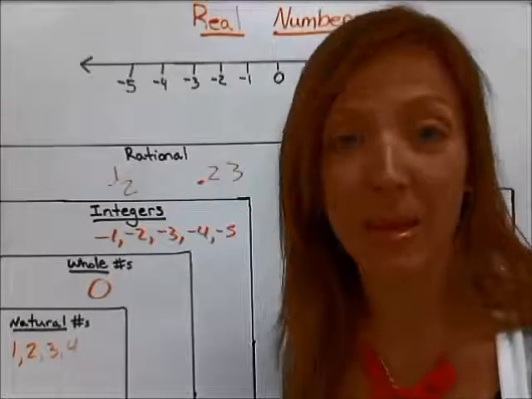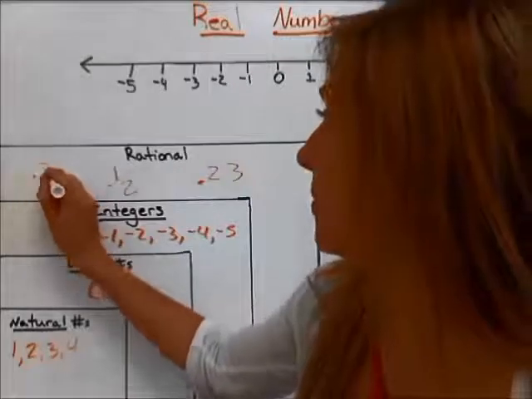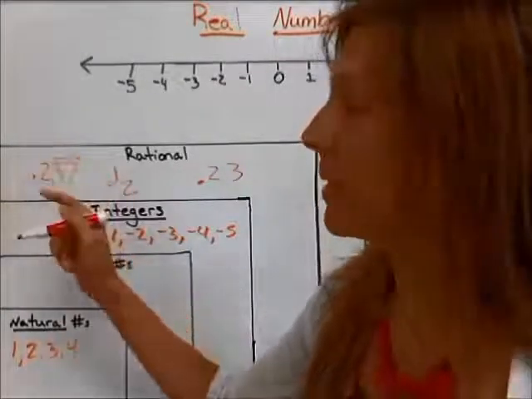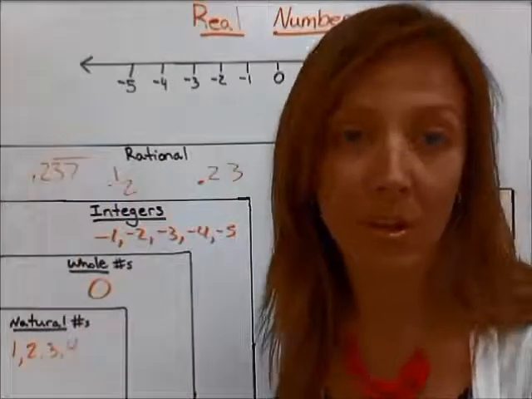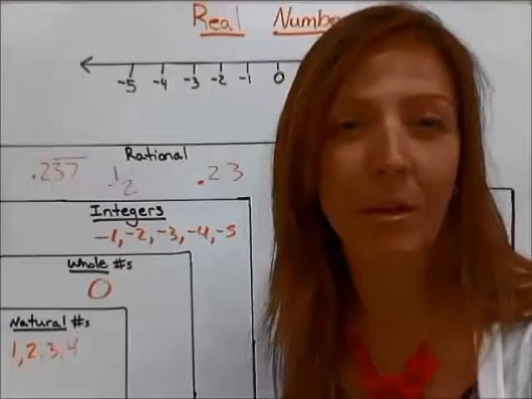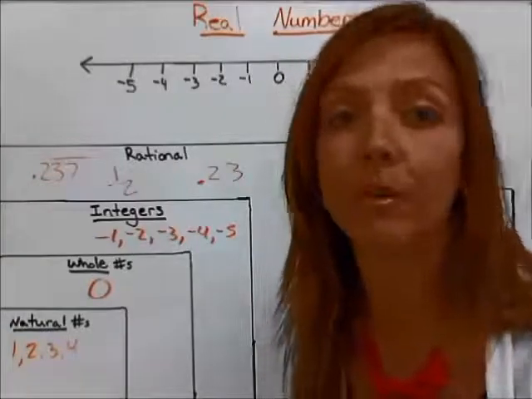Rational numbers can repeat themselves, but there's a pattern. You know what's going to come next. Those are rational people. You know what's going to come next. There's a pattern. They're pretty rational, pretty predictable.